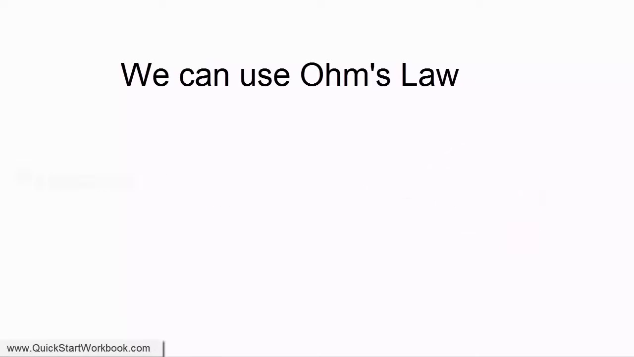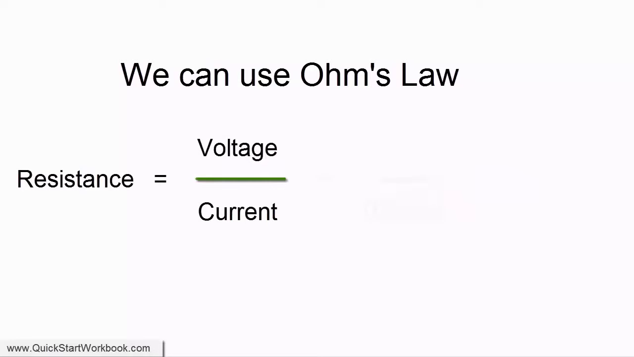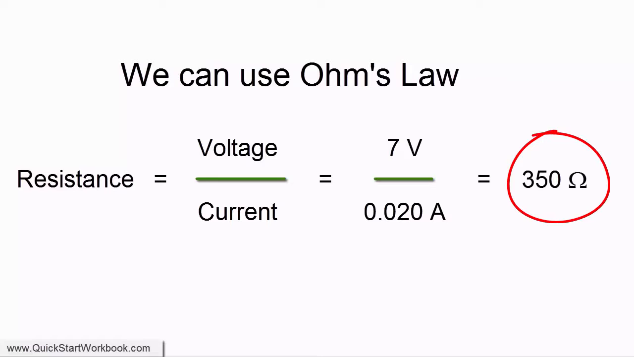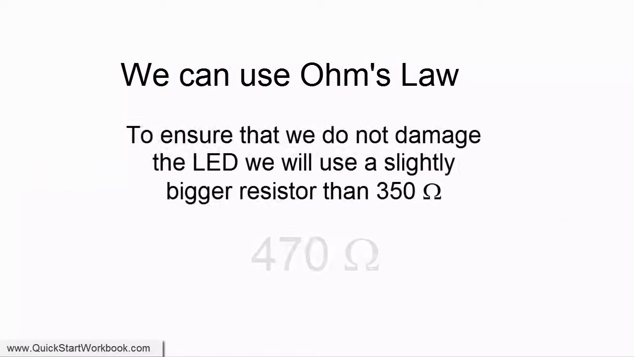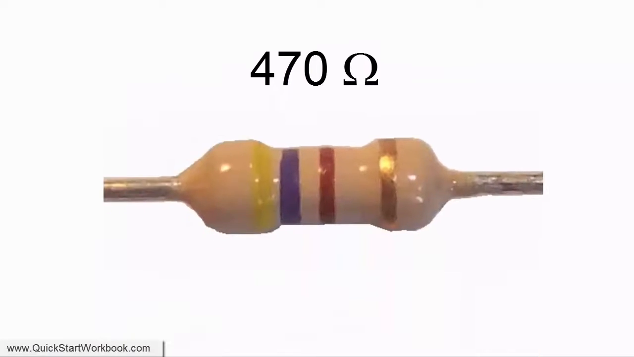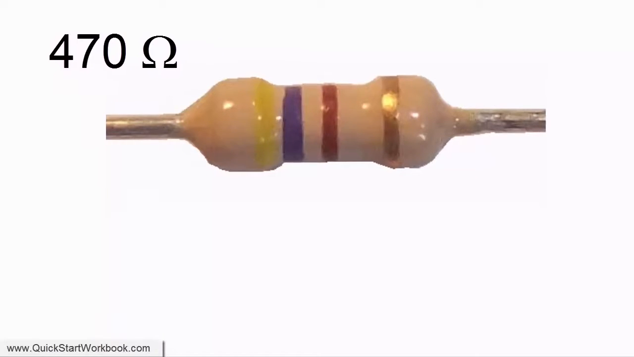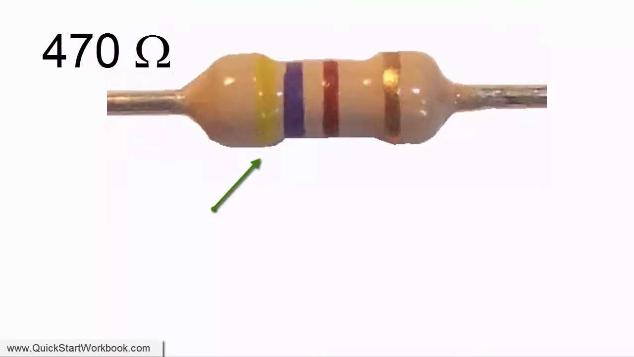If we now put the voltage and the current into the equation, we can calculate the resistance. To be on the safe side, we'll go for a slightly bigger resistor, say 470 ohms. The resistance value of a resistor can be worked out by looking at the bands on the resistor.